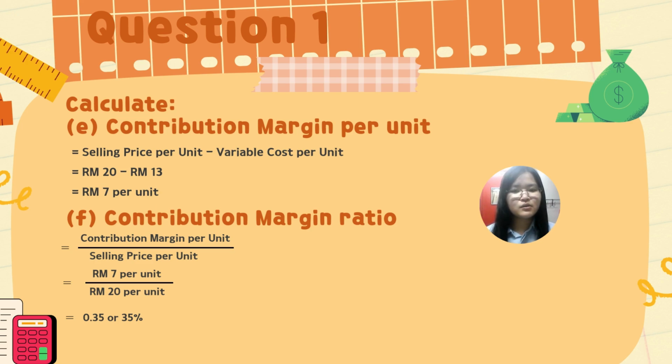F. Calculate the contribution margin ratio. We divide the contribution margin per unit by the selling price per unit. RM7 divided by RM20 equals 0.35 or 35%. This means that 35% of each sales ringgit is used to cover fixed costs.